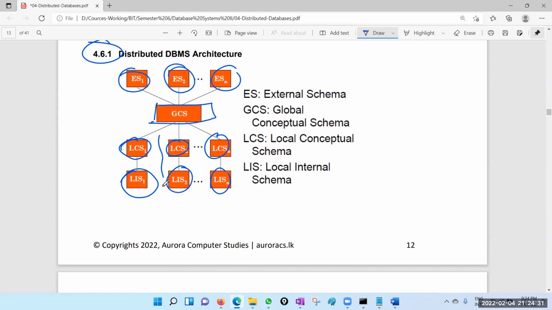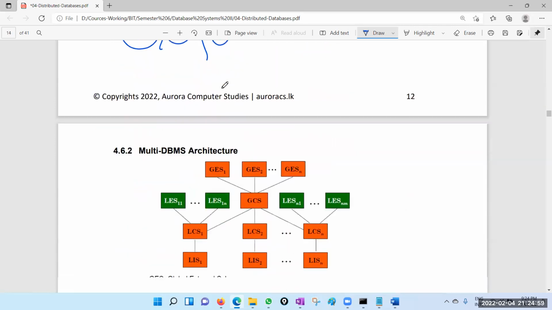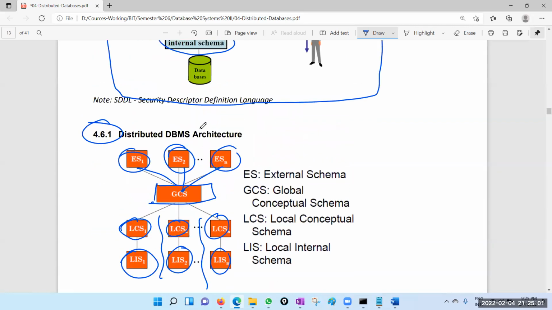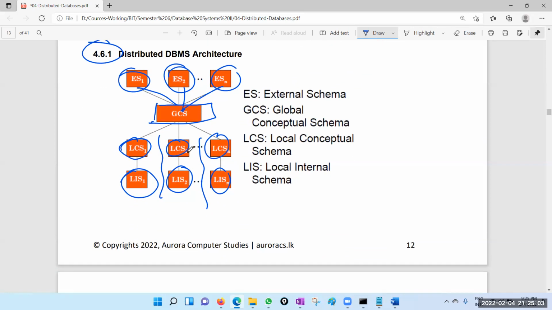Now these can be in different sites. Of course, they are in different sites. So in your site, you have your own internal schema or physical schema and conceptual schema. But there's a global conceptual schema as well. The external schema is connected to this global conceptual schema. Okay. So that is the distributed database architecture.